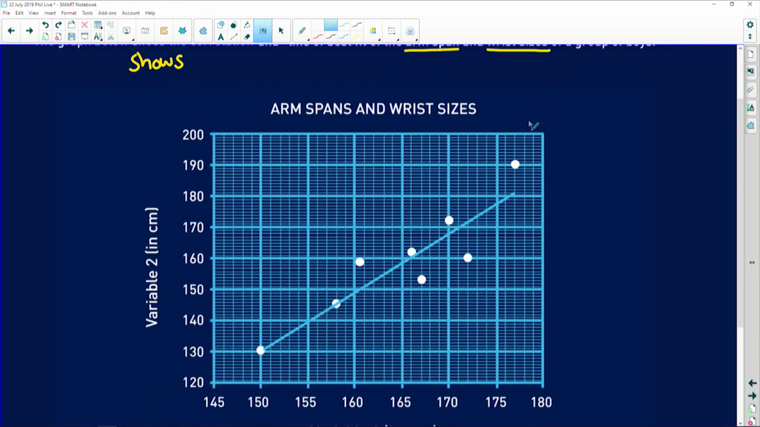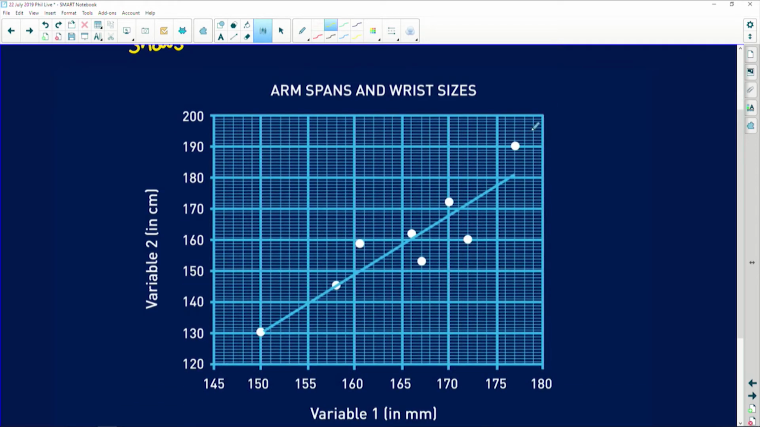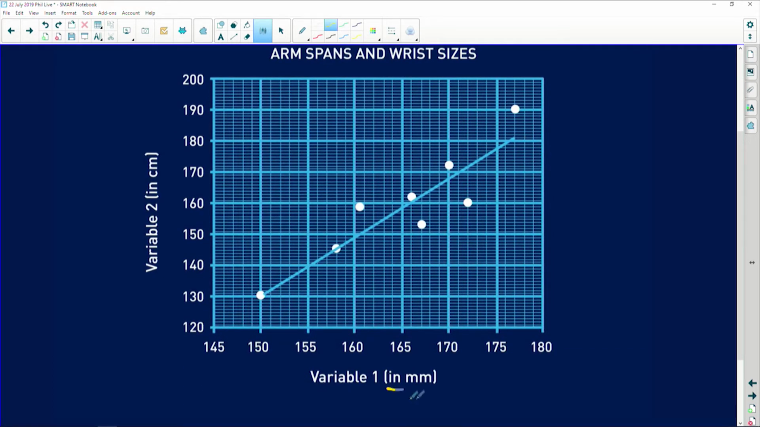Okay, so if we look at these two variables, we have one given to us in millimeters and one given to us in centimeters. Which is more likely to be in millimeters and which in centimeters? Well, your wrist is rather tiny compared to your arm span. It makes a lot more sense that this tiny little circumference is going to be given in millimeters and this in centimeters.